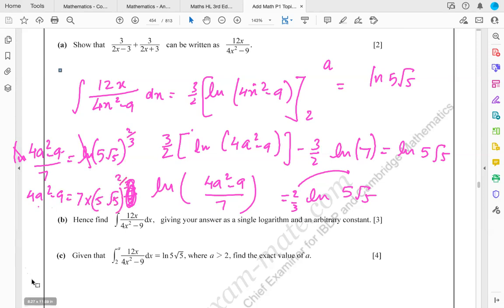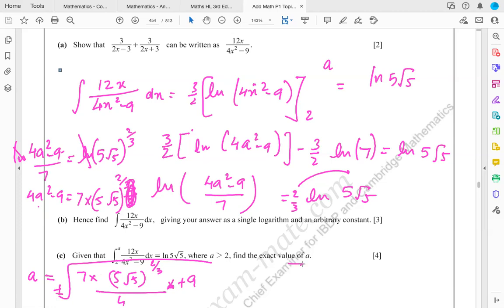Then you solve for a, so a will be 7 times pi root 5 to the power 2/3, plus 9, divided by 4, and then take the square root of this. So ideally plus or minus of it. So you can find out the value from a calculator, or since they have to write exact value, you can leave your answer out here.